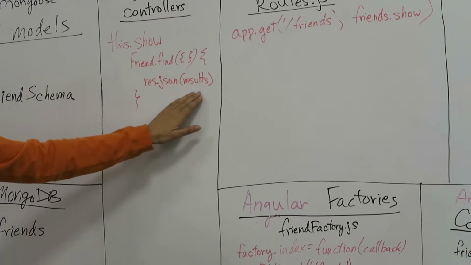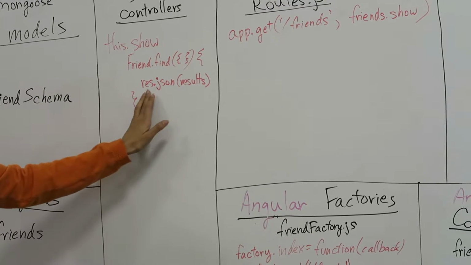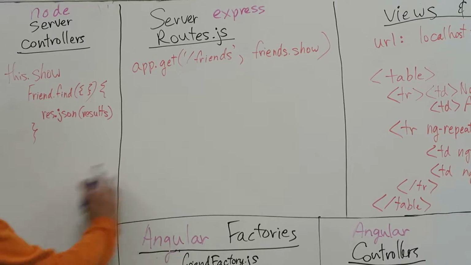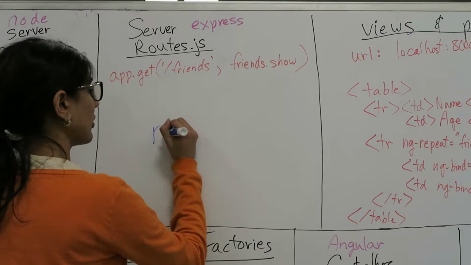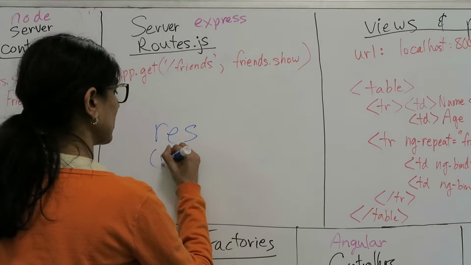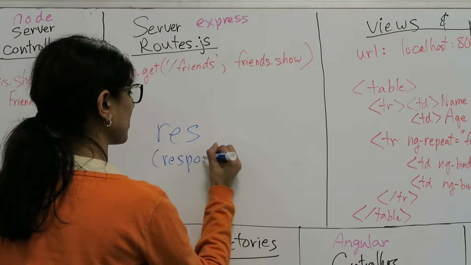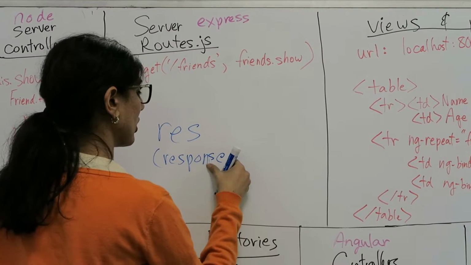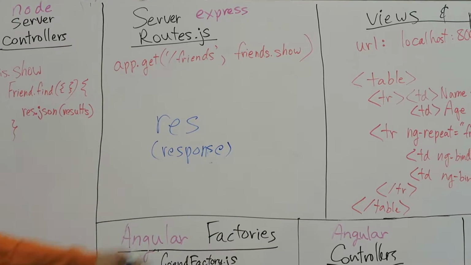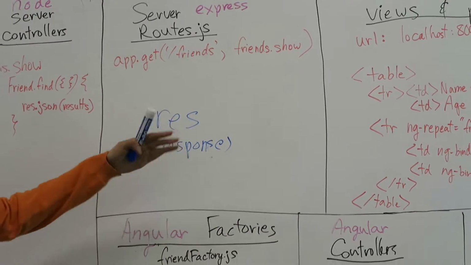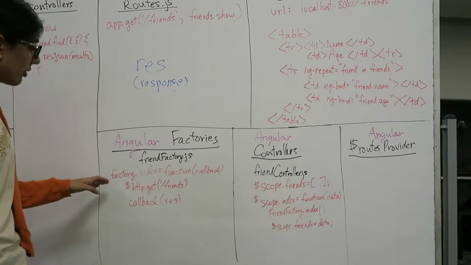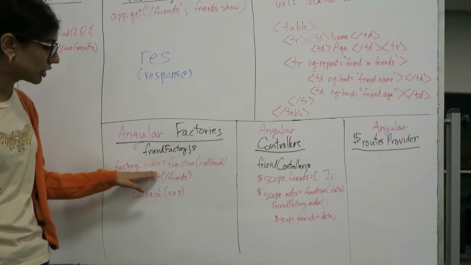These results will go as a JSON object into our res, our response. Now that will get sent over to here, and we have available to us res, our response. This response is now accessible from Angular, specifically from the Angular factory. In our Angular factory, we have a .index function, which takes as a parameter a callback function.